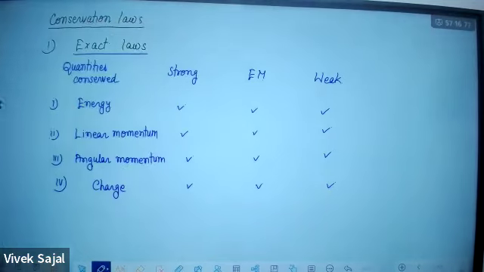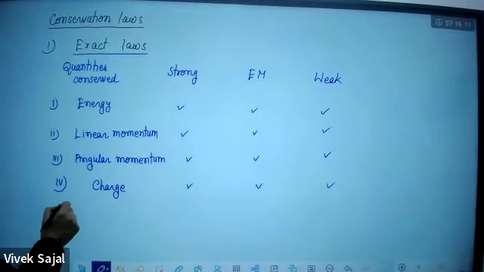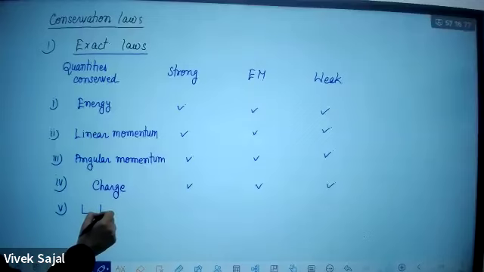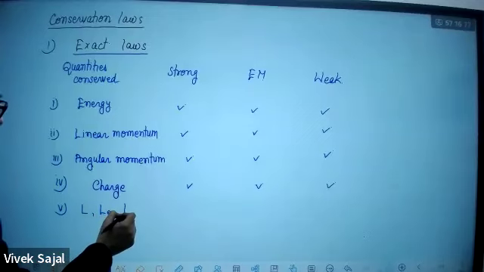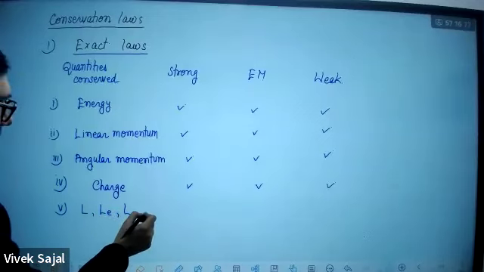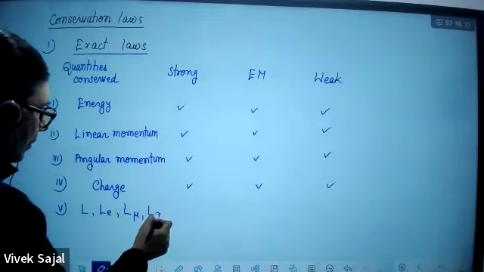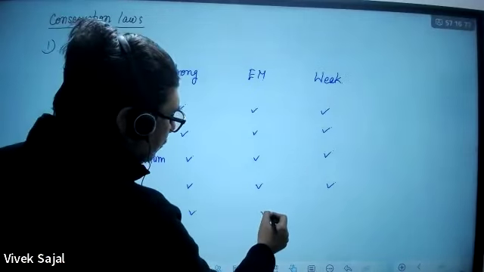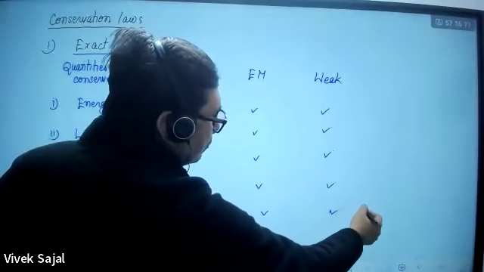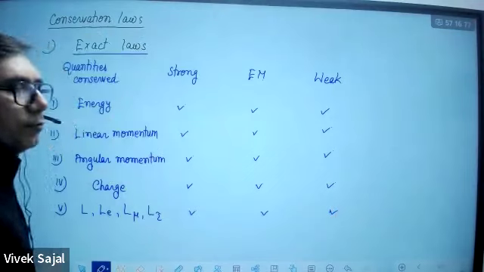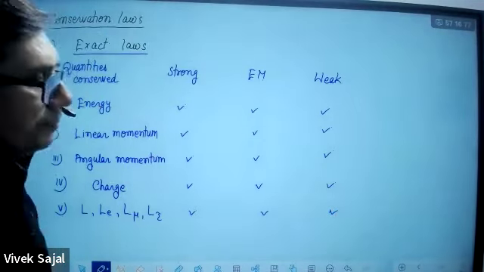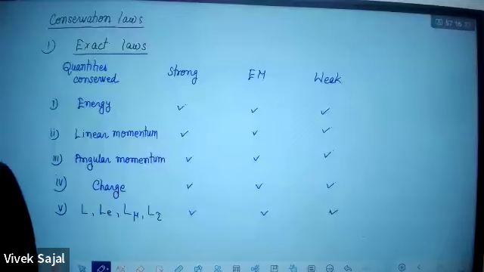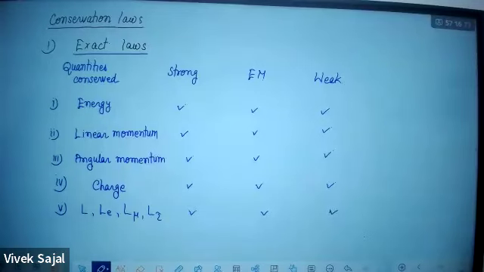Charge will be conserved. Fifth, the lepton numbers L: electron lepton number, mu lepton number, tau lepton number. All these lepton numbers should be conserved separately. All the four should be conserved separately.